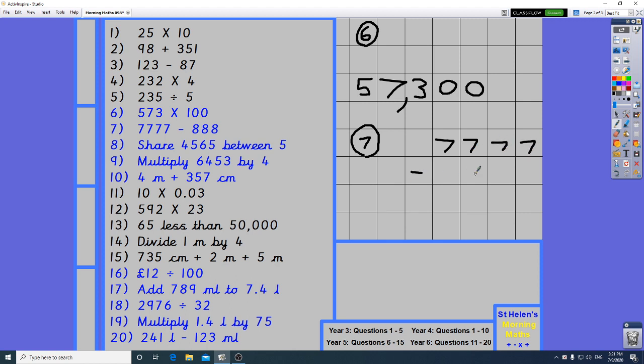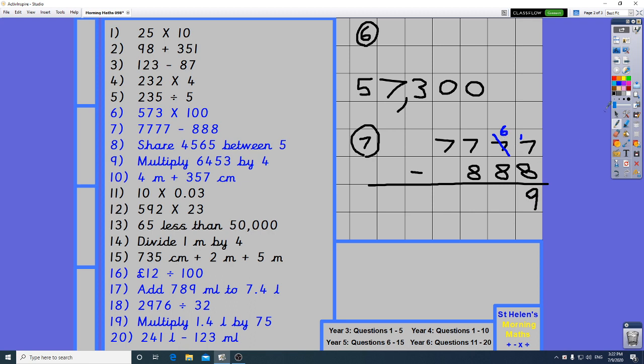7,777 take away 888. 7 take away 8 is not going to work on any of those, is it? 7 take away 8 we can't do. Get some help from this 7. It goes to a 6, and we can get 1 to make it 17 take away 8. Any of these things like 17 take away 8, you can do, use a ruler if that's difficult, but it should be 9, however you do it.